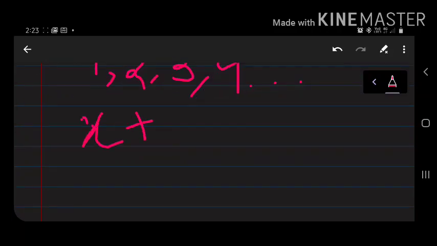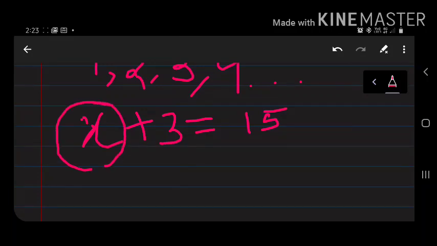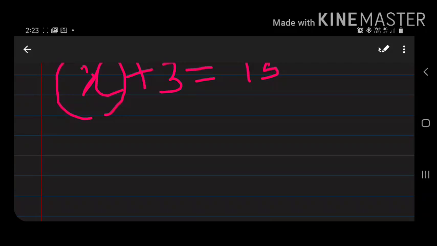Let us try to solve this equation x plus 3 equals 15 with the help of the natural number system. To solve this equation, we need the value of x such that the left hand side will be equal to the right hand side. So basically I just want the value of x. Our ultimate aim is to remove this 3 from the left hand side. We can remove this 3 by subtracting 3 from both the sides.